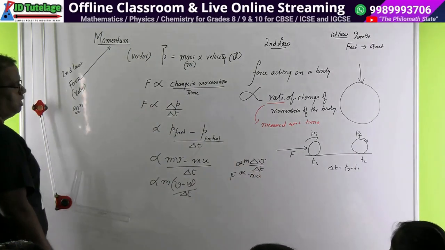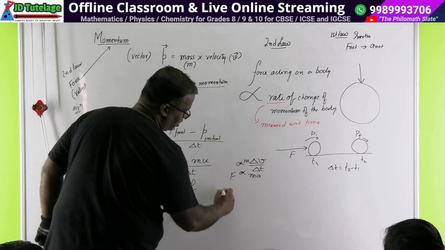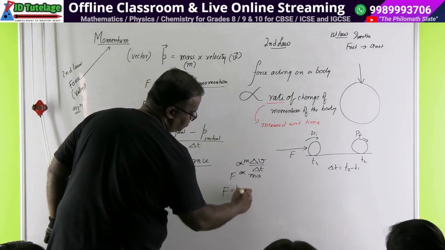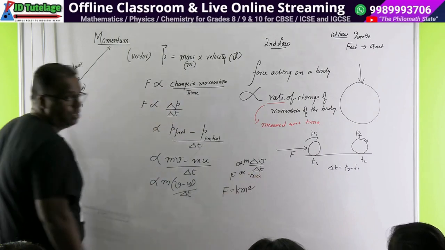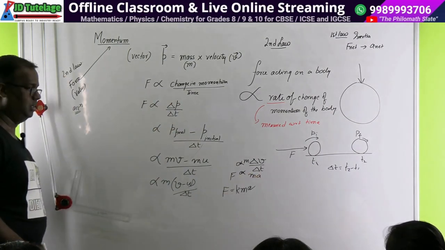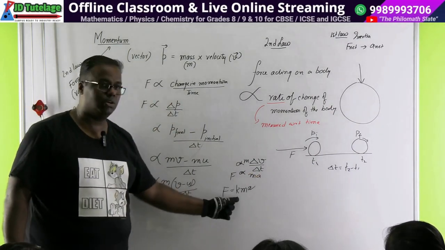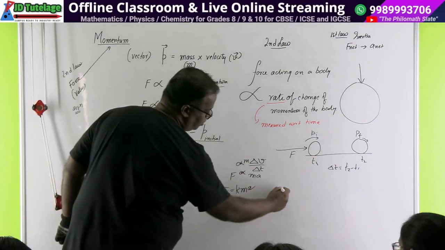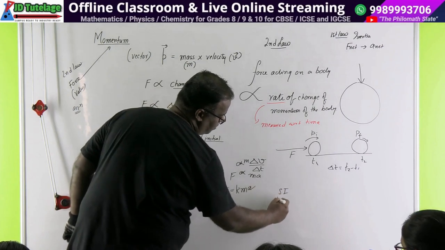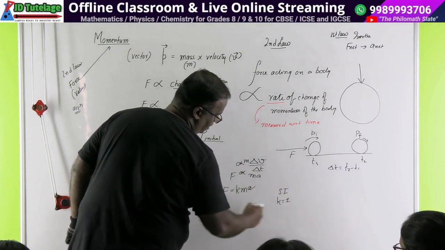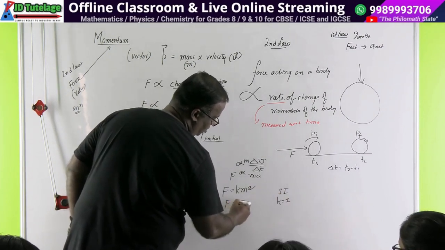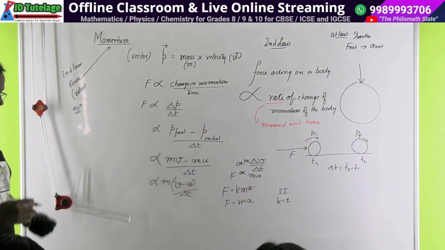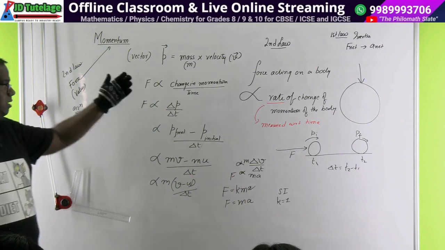Now in SI units, if you want to abolish this proportionality sign, you have to bring a constant of proportionality. Simple, direct and inverse variation. Whenever you want to take away the proportionality sign, you have to bring a constant. This is constant K. And when you study in SI units, K's value is always taken as 1. Therefore, F is equal to M into A. Write this much. Whichever step you have not understood, let me explain again.